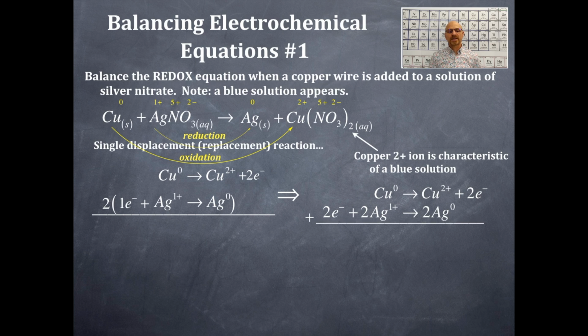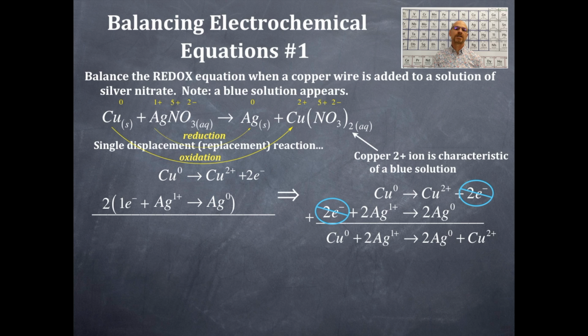Now I'm going to draw a line in the sand, and I'm going to add these 2 half reactions up. Before I add these 2 half reactions, the key to solving this is that the electrons cancel out. In order for the electrons to cancel out, you need to have the same number of electrons on the reactant side and the product side. That will allow the electrons to cancel out. Then you can bring everything down.